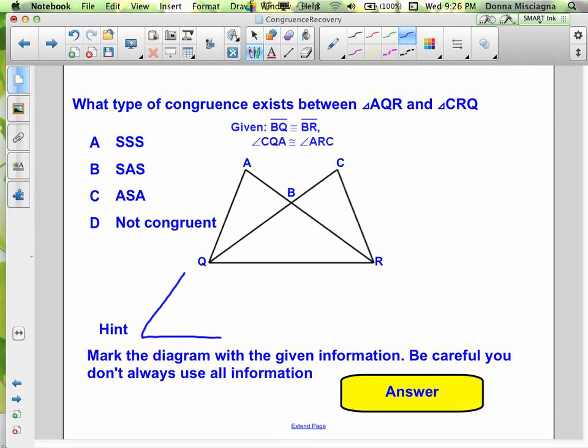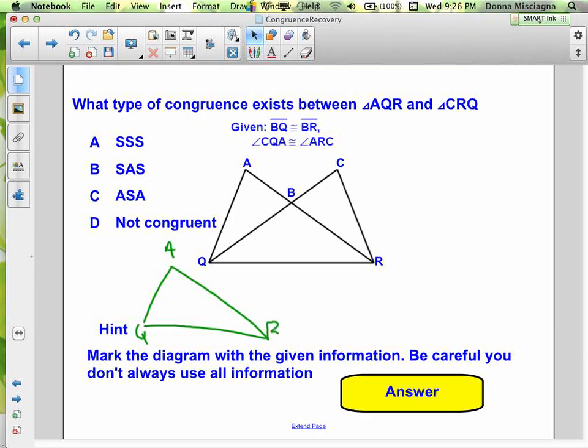There's a lot of blue here. I'm going to switch colors, and I'm going to draw the triangle in green. All right, so we've got this triangle here, and that's triangle AQR. And then we have the other overlapping one. I'll draw that one in red.